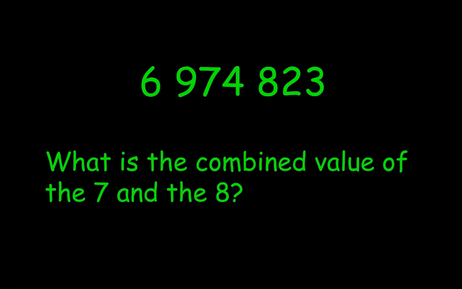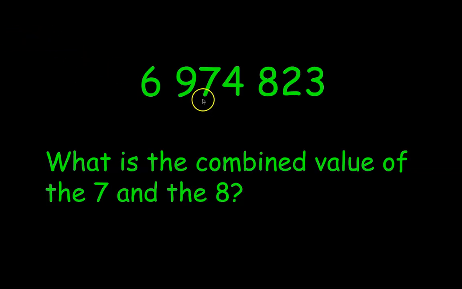6,974,823. What is the combined value of the 7 and the 8? So I'm going to ask you to take the value of the 7 and the value of the 8 and put them together and come up with one number. If you need to pause the video, do that before you continue. Here we go. 70,800. You see we've just taken the 70,000 out and 800 out and put them together.